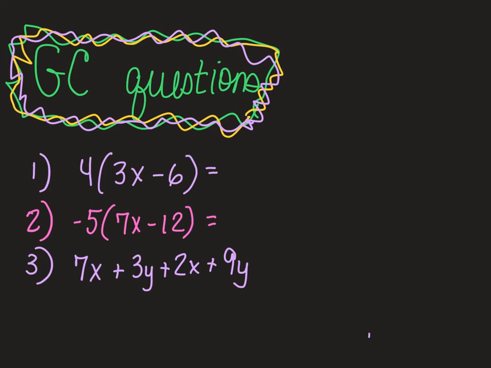All right, here are your Google Classroom questions. Type in the answers to these 3 questions. Distribute the 4 to the 3x minus 6. Type in what your answer would look like. And type in your answer to this pink one. And combine like terms and type in your answer to that one. All right, good luck.